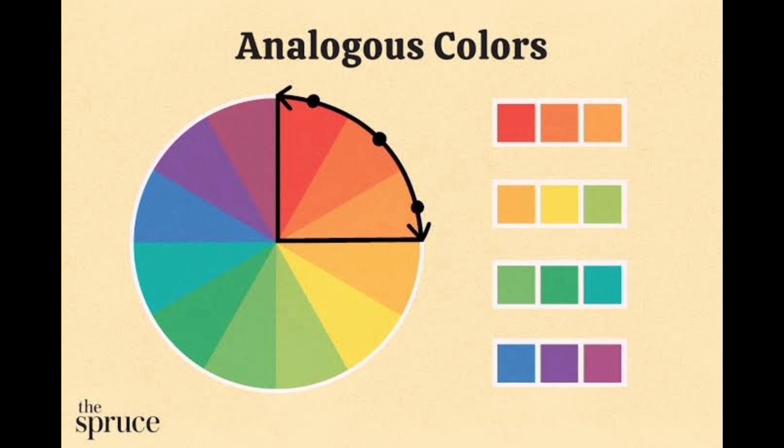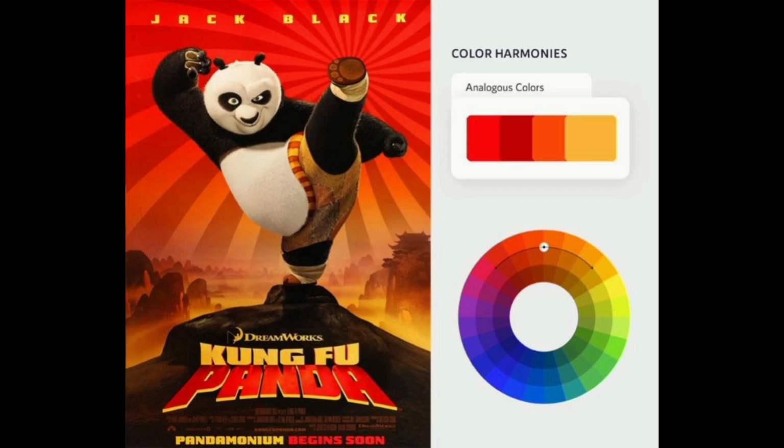We also have red-orange and orange. They are usually smooth, harmonious, often natural and calming. They are also great for backgrounds, branding, or soft themes. Here's a photo that shows an example of an analogous color. And also, this design right here is an example of how to use an analogous color scheme in your design.